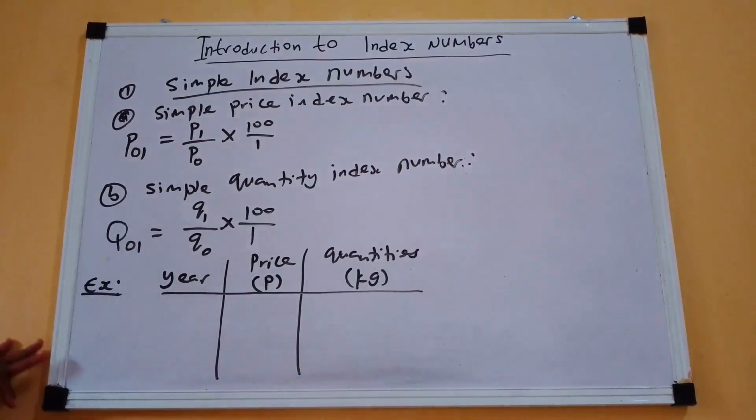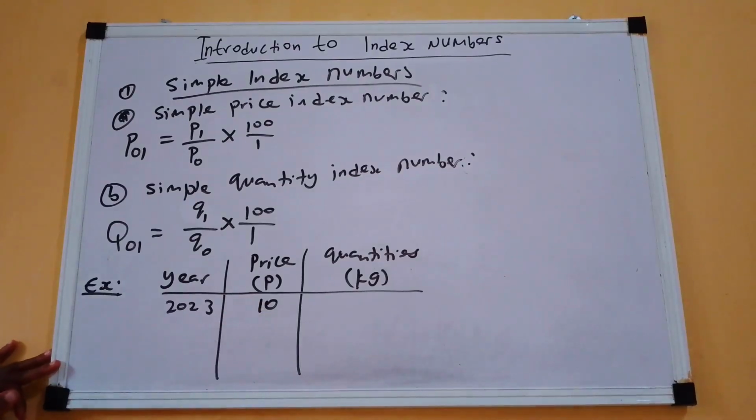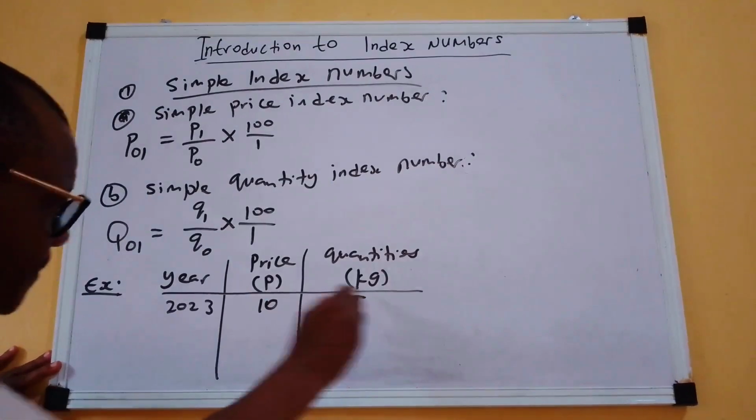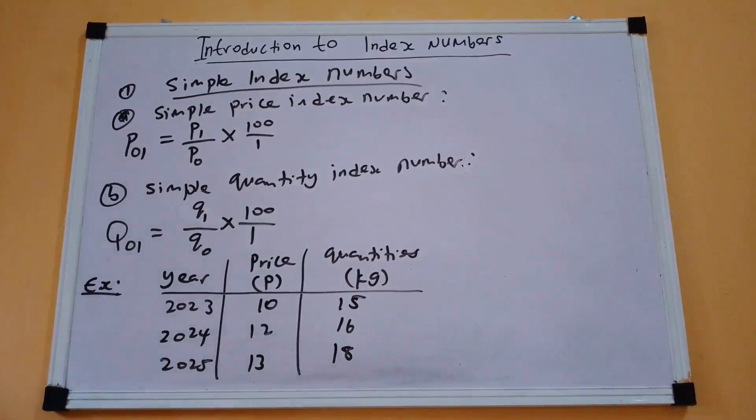The first year is 2023. For 2023, the prices are in dollars, so this is $10, and the quantity is 15 kg. Then in 2024, the price has risen to $12 and the quantity is now 16 kg. Then in 2025, it has risen to $13 and is now 18 kg.